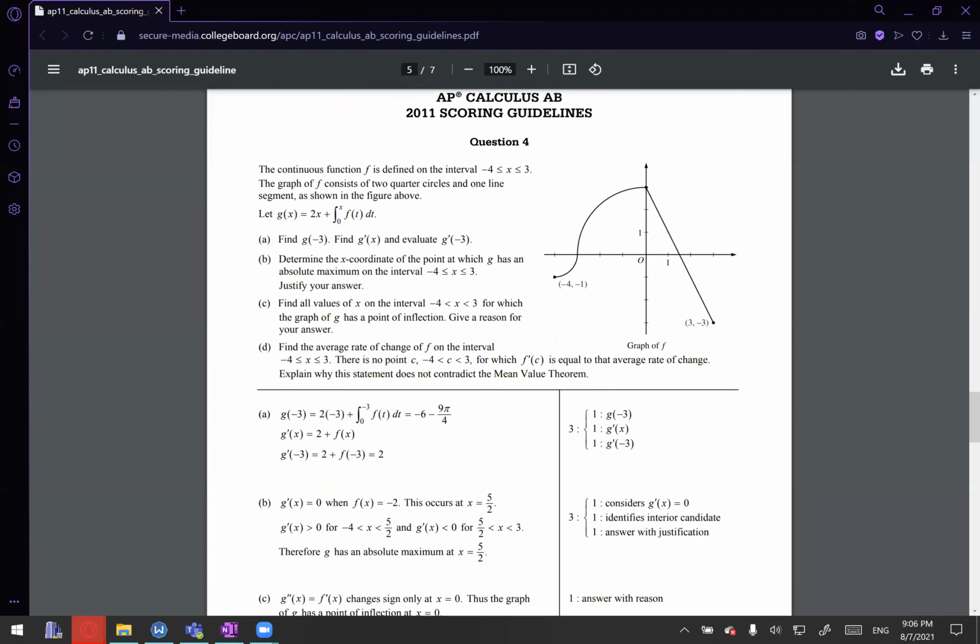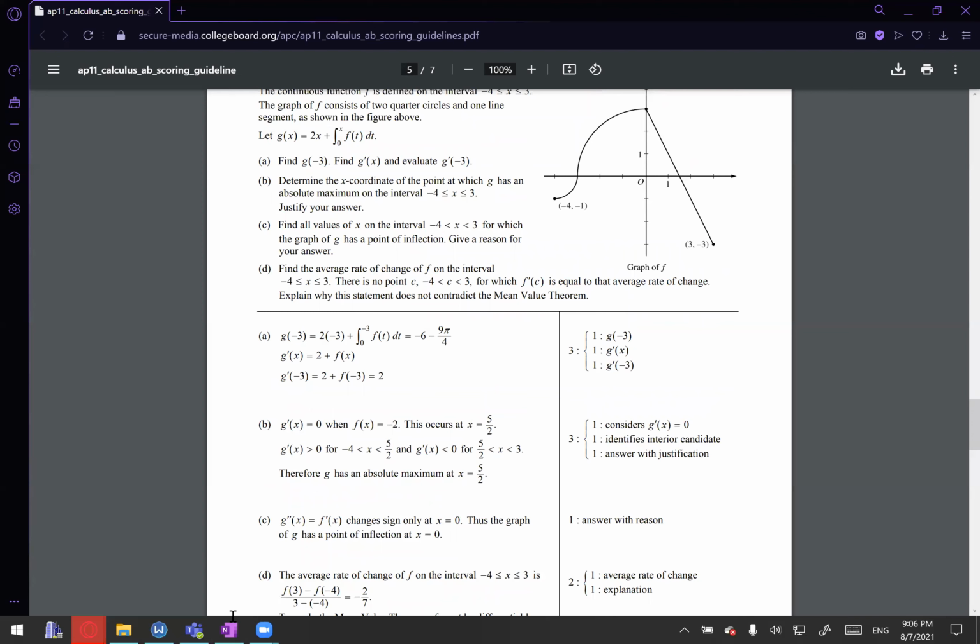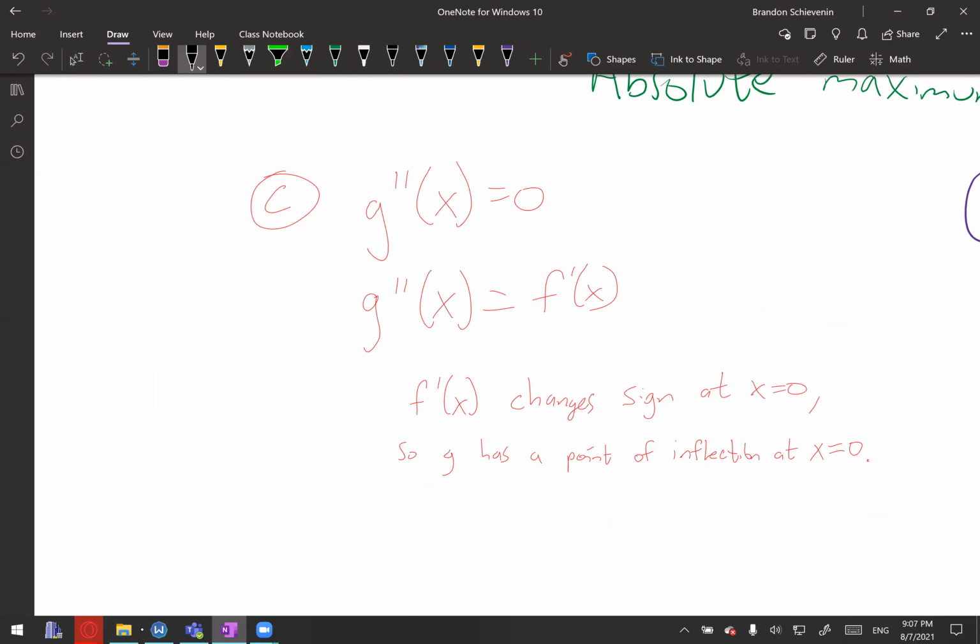Okay, for part C, we're finding all points where G has a point of inflection. Our graph will have a point of inflection for G whenever G prime prime is 0 or changes sign. G prime prime is F prime, and F prime only changes sign at x equals 0. So that's our point of inflection. G prime prime will be 0 at a point of inflection. G prime prime is f prime, and f prime changes sign at x is 0.